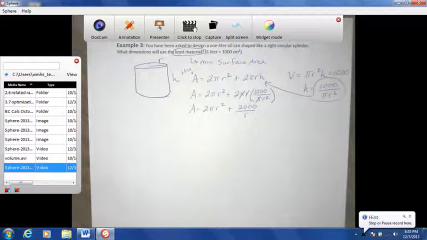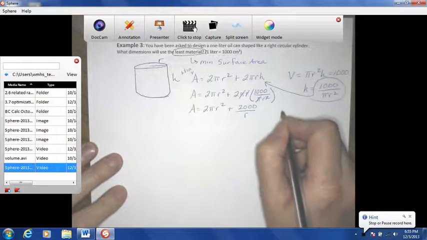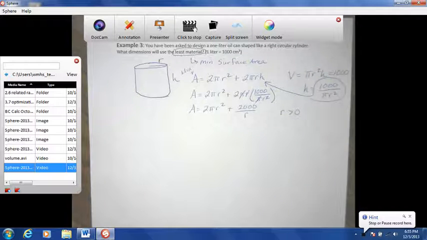Before we take the derivative, let's pause for a minute and talk about what the feasible domain is. The r is the radius of this can, so r definitely cannot be negative. However, we don't have any restrictions on how wide it can get. We can have a really tiny radius and a really tall can, or a really short can with a wide radius. All we know is that the radius definitely has to be positive.